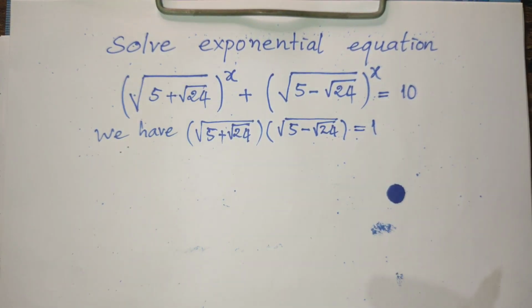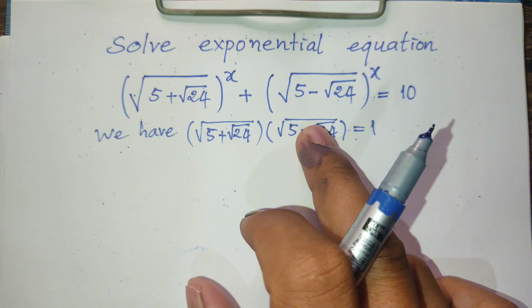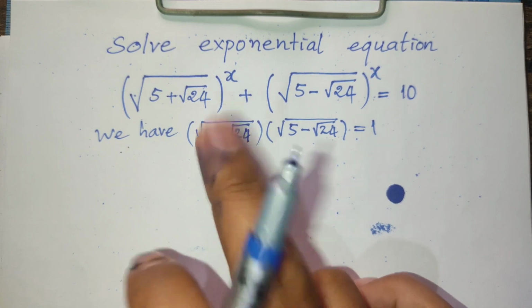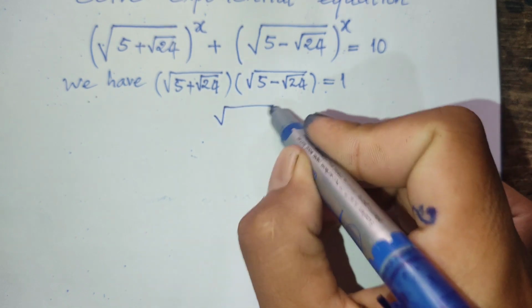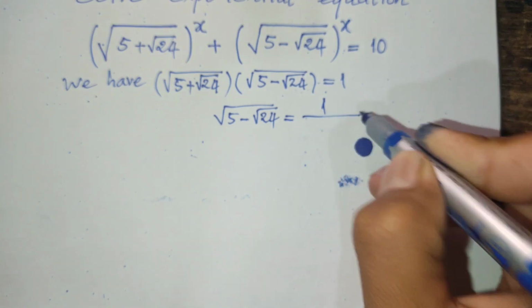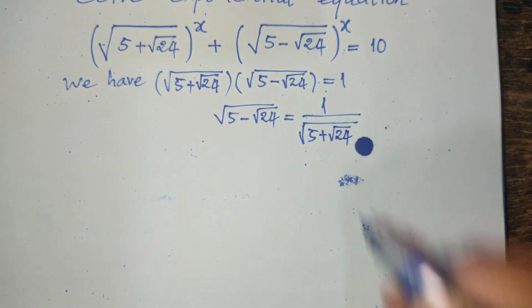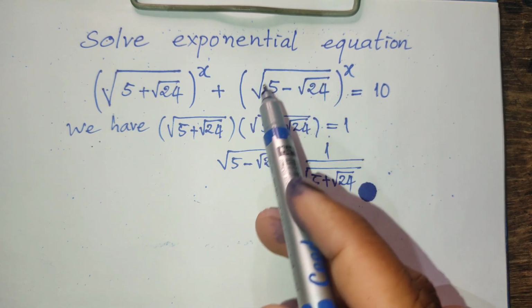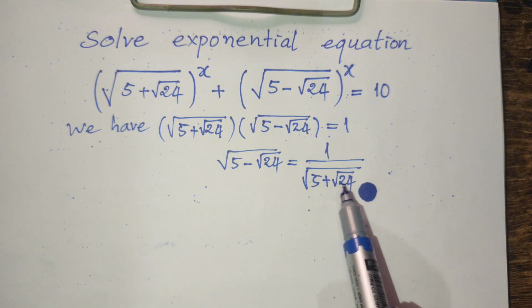So now we can find these factors. I find the factor and move it to the right hand side. So I get square root of 5 minus square root of 24 is equal to 1 divided by square root of 5 plus square root of 24. Okay, now I replace square root of 5 minus square root of 24 by 1 divided by square root of 5 plus square root of 24.